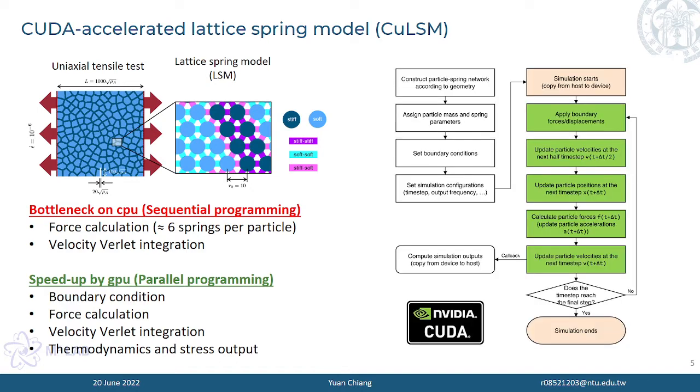The entire integration process is performed on the GPU without copying back and forth between CPU and GPU, which saves a lot of time during time integration. If you only care about the final configuration of the model, you can simply simulate the entire process from the beginning to the end and skip all of the thermodynamics and stress output, which will save you even more time during the time integration process.